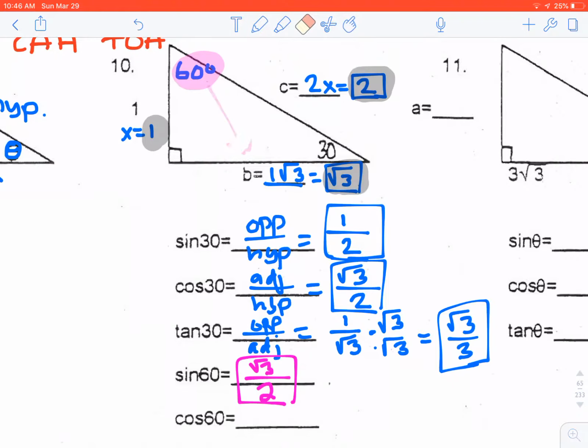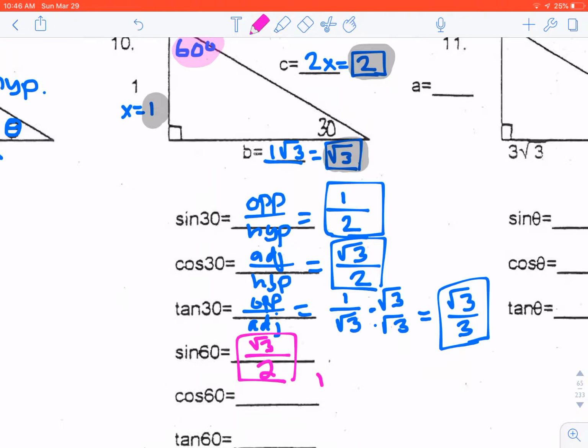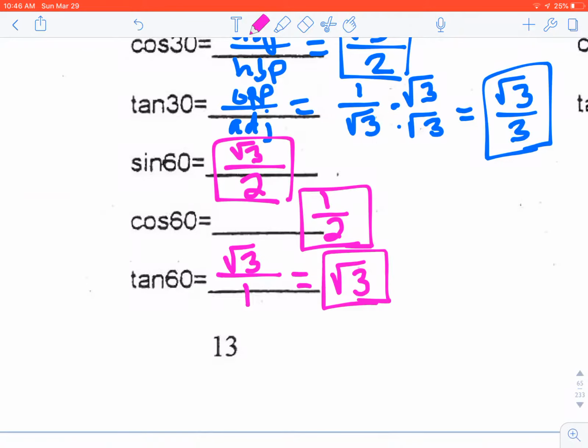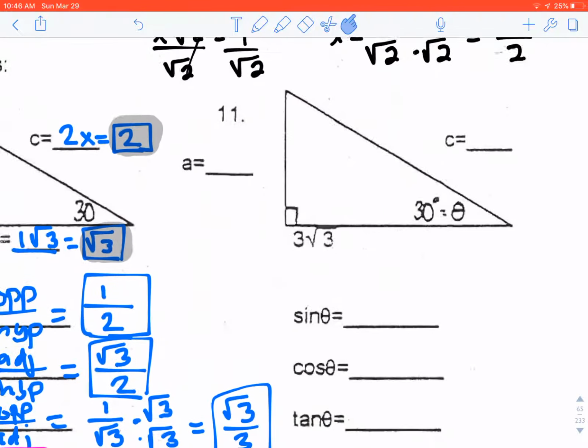Cosine of 60 is adjacent over hypotenuse. So the adjacent side is 1. Let's write this over here. And our hypotenuse is 2. So again, adjacent over hypotenuse. And then the tangent of 60 degrees is our opposite over adjacent. The side across from it is square root 3. The side next to it is 1. And that simplifies to square root 3. Okay, so that's number 10. Let's look at number 11.